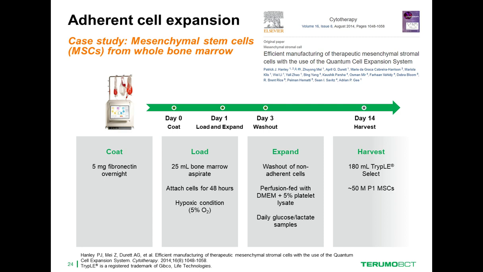Now, you will see in this quantum run, there are four main steps for a primary culture of MSC. The first step will have the bioreactor prepared and coated with an adherent promoter, such as fibronectin. The next day, 25 mL of bone marrow aspirate was loaded into the quantum, and cells were allowed to attach on the hollow fibers for 48 hours.